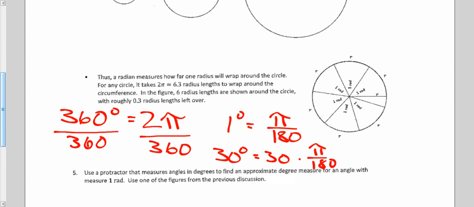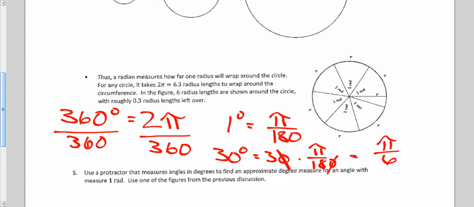So 30 times pi over 180. Well, first thing I know is this has got a 10 in its factor, and I can cancel out with the 10 in that factor. So now I got 3 pi over 18. Can I reduce that fraction further? I get, what is that, 1 pi over 6, right? Pi over 6. So 30 degrees equals pi over 6 radians, right?